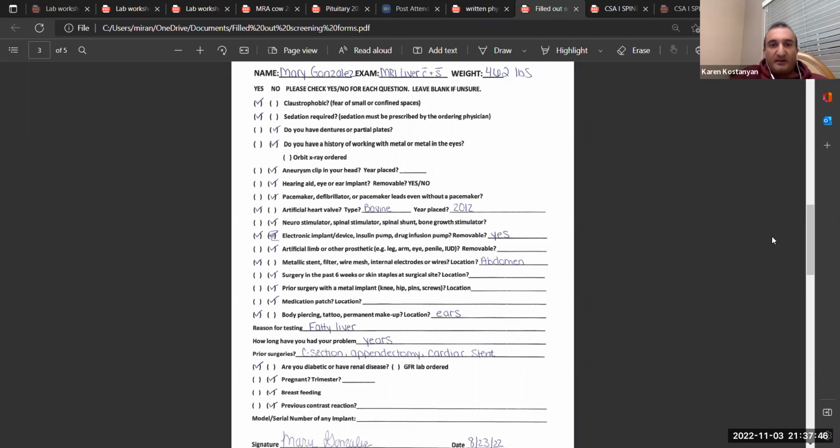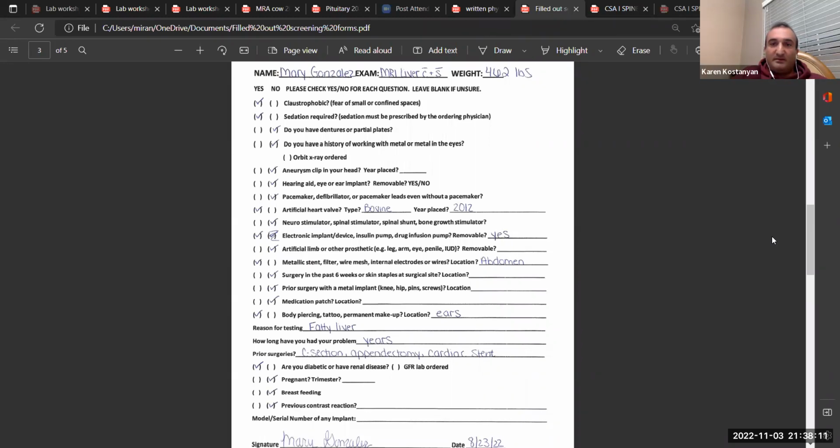Electronic implant devices: insulin pump, drug infusion pump, removable. So it's yes, is it removable? And what do you have? I have an insulin pump. So how long can you go without insulin? Two hours. Are you okay? We have to remove the pump.